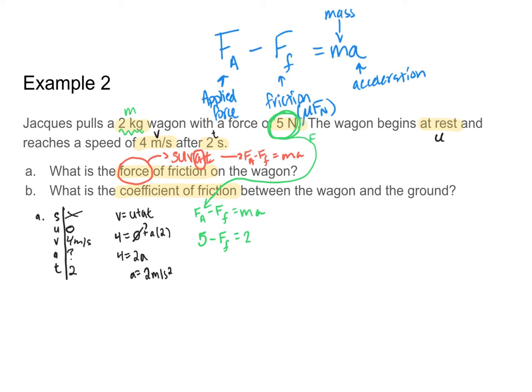And I'm going to go ahead and label this as F applied. And I know from the previous part of my question that my acceleration is also 2. So, in other words, 5 minus the force of friction is equal to 4. What I'm going to do is add the force of friction to both sides. These guys will cancel out. So instead of 5 minus the force of friction is equal to 4, we get 5 is equal to 4 plus the force of friction. Subtracting 4 from both sides, I get that the force of friction is equal to 1 Newton. And that is my answer for part A.